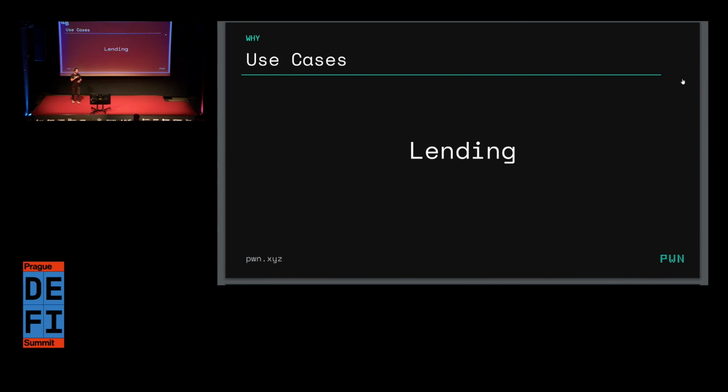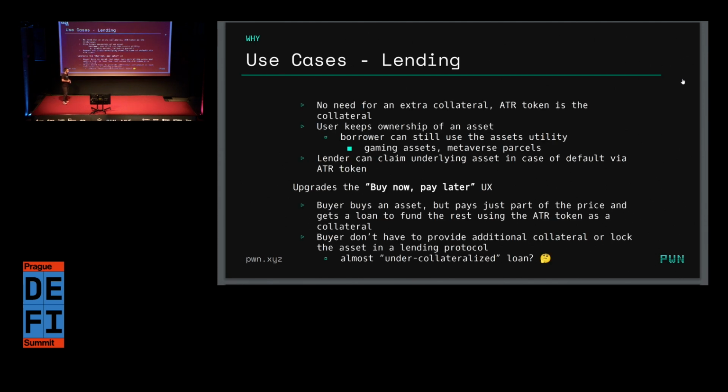Another use case is lending. It's very similar to renting, but with the roles shuffled around a little. So again, you have a borrower. He wants to raise money for something, but the asset he wants to use as collateral actually has some utility assigned to it. Instead of locking it during the whole duration of the loan, he can tokenize the transfer rights and use them as collateral. Again, there is some kind of lending protocol. In case of default, the protocol will transfer the asset back to the lender. So again, no need for extra collateral. The ATR token is the collateral. The user keeps the ownership of the asset.